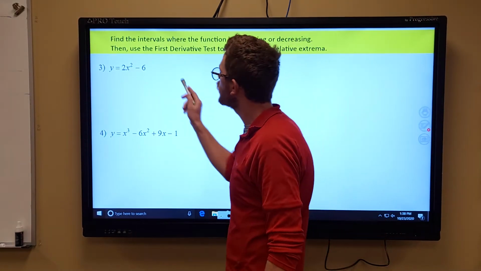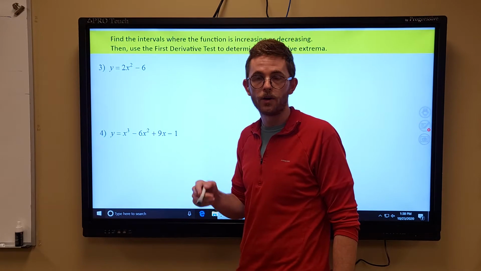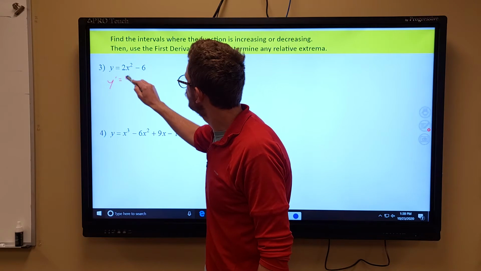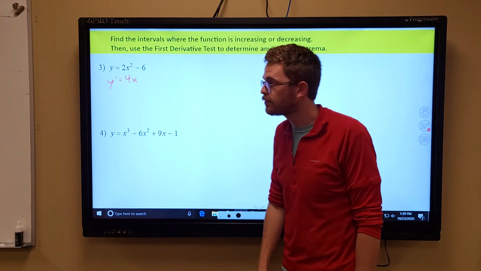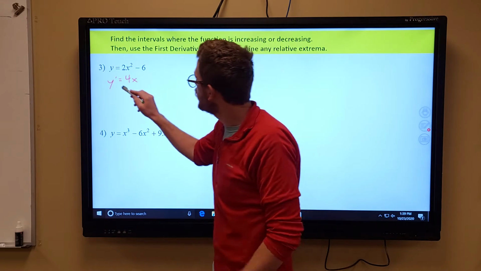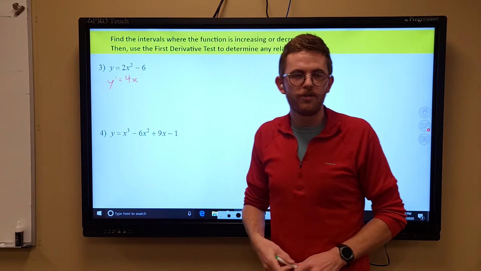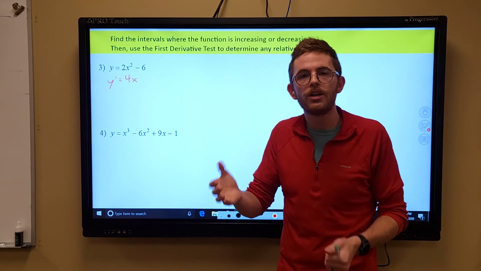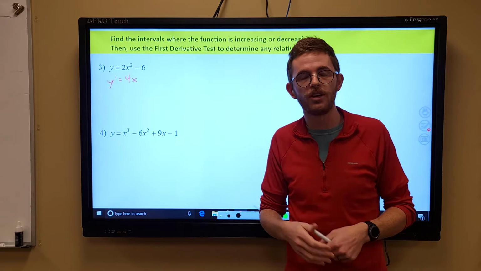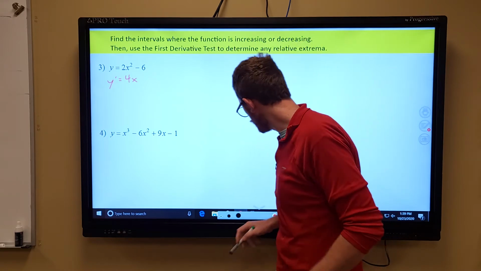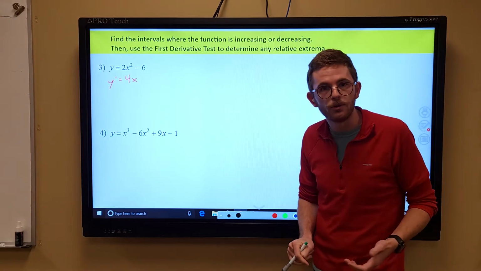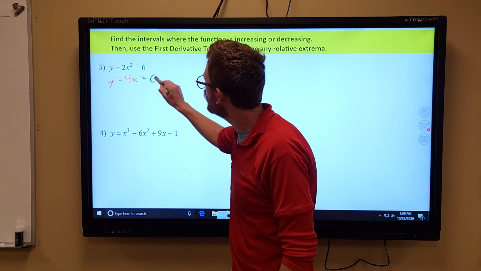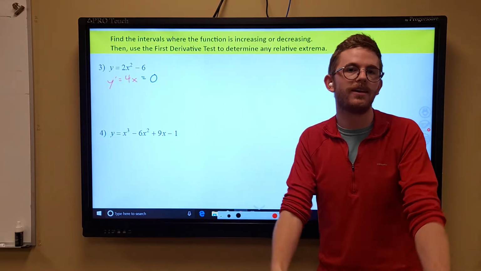So right here, we're starting with a quadratic function. Taking the derivative, we get 4x. And once we take the derivative, in order to find intervals of increasing and decreasing, we need to think about when could it change from increasing to decreasing or vice versa. And so that's when we find our critical values. And our critical values are when our derivative equals 0 or when our derivative does not exist.